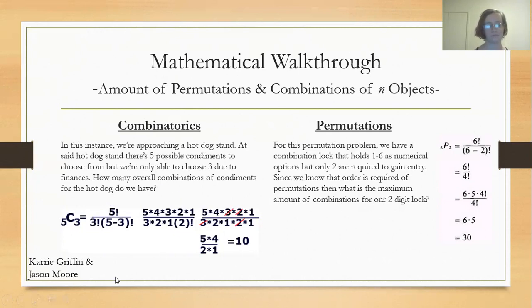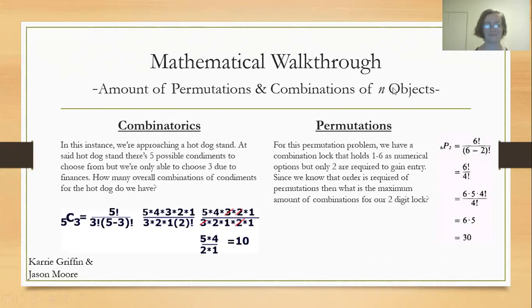Then we break down the factorials, and we have 5 times 4 times 3 times 2. We take both of them all the way down to 1, and then we cancel out any similarities. So we get rid of the 3's and the 2's. Then we have 5 times 4 times 1, which gives us 20 for the top. On the bottom we have 2 times 1 times another 1, which is basically just 2. So that's 20 over 2, which equals 10. So we have 10 possible overall combinations of condiments for our hot dog.